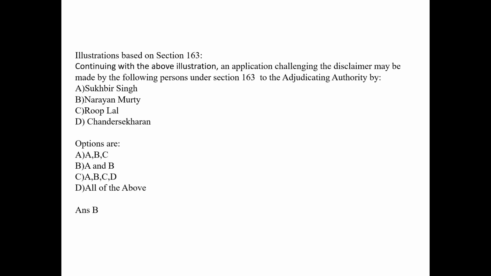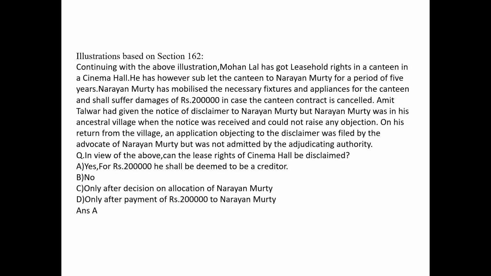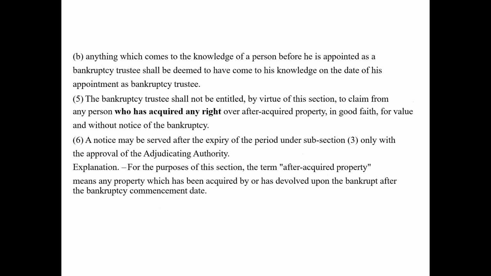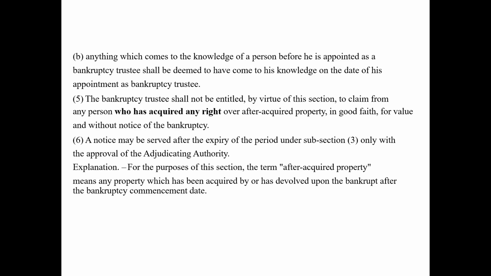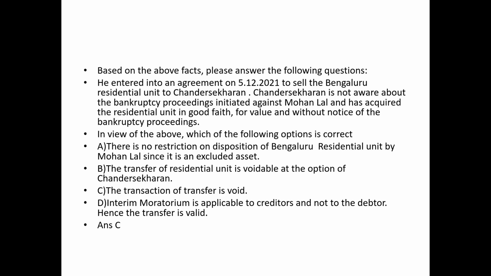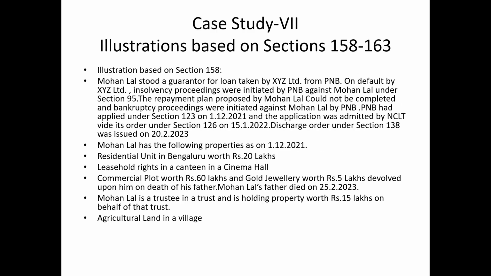So the answer will be A and B: Sukhbir Singh and Narayan Murthy. Ruplal and Chandrasekharan have got nothing to do with this. Who was Ruplal? Ruplal was the person to whom the property was disposed of by Mohanlal. Right? It has no relevance to this. And who is Chandrasekharan? Oh, Bangalore flat, I think, sir. Yes, so that also has no relevance here. Right?